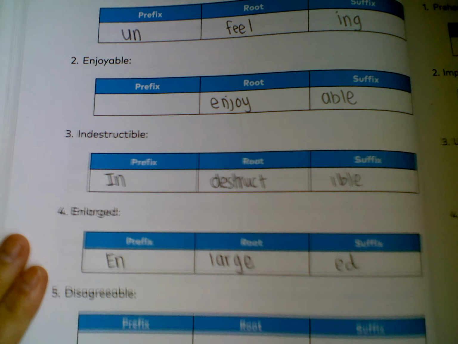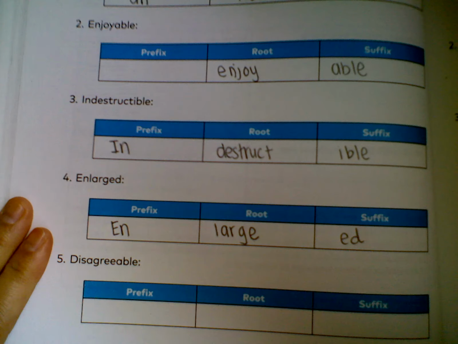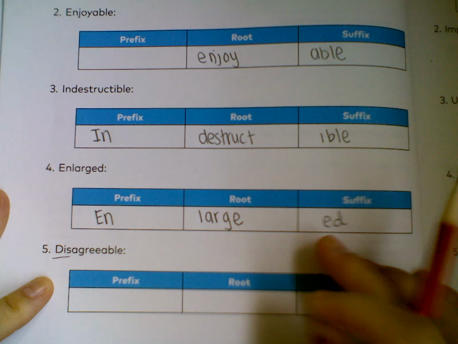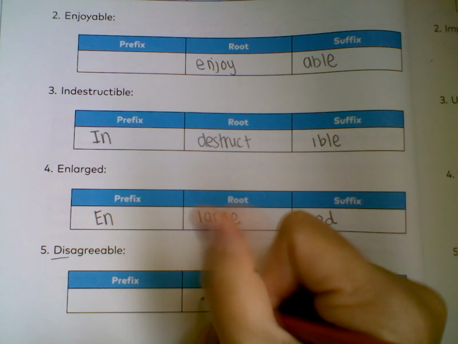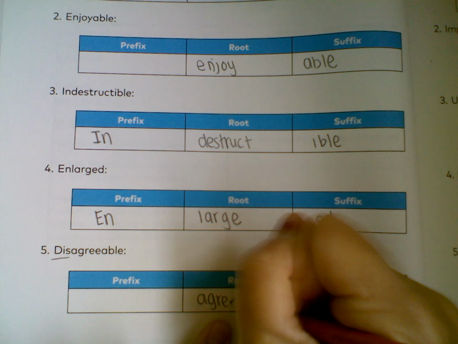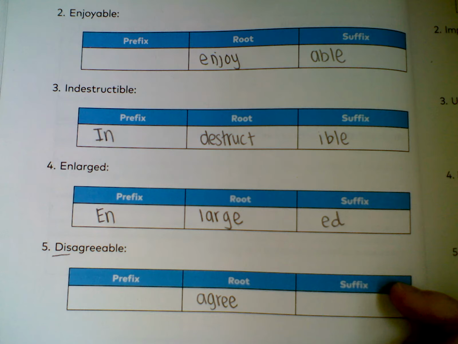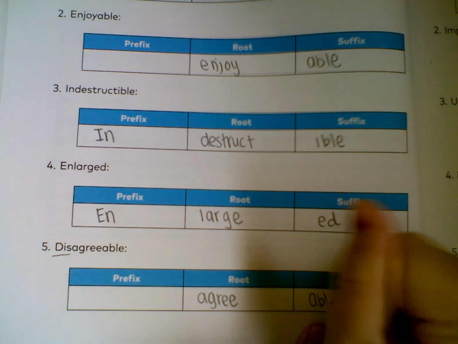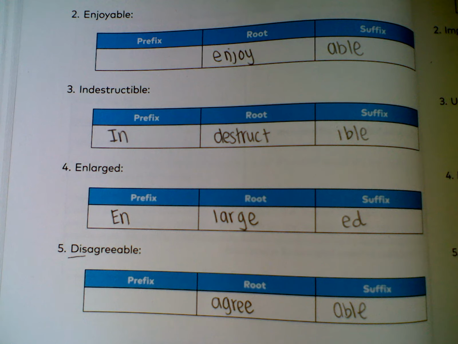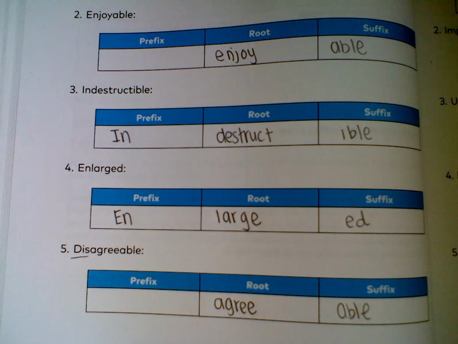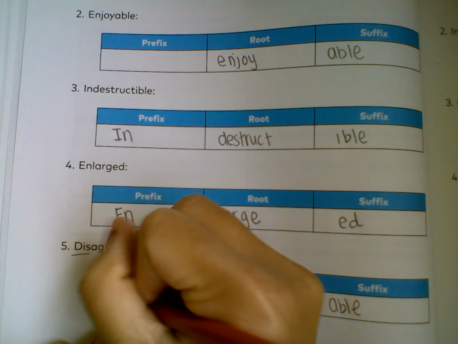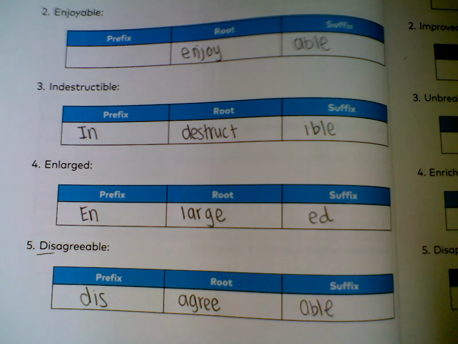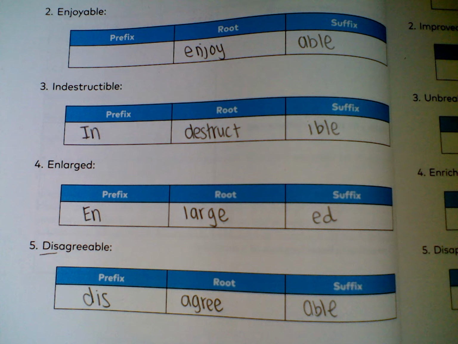And our last word is disagreeable. So can you guys help me? I'm tired of flipping my pages. Can you guys go and see if you can find dis? And then I can see the word agree. I already know that's a root word because agree is a word on its own. And I'm going to put able here because we did able for enjoyable. A-B-L-E. And then dis, if you looked at your prefix, dis was there and it means not and opposite of. Perfect. Thank you for those who were helping me with that. And disagreeable means like you're able to disagree on it.